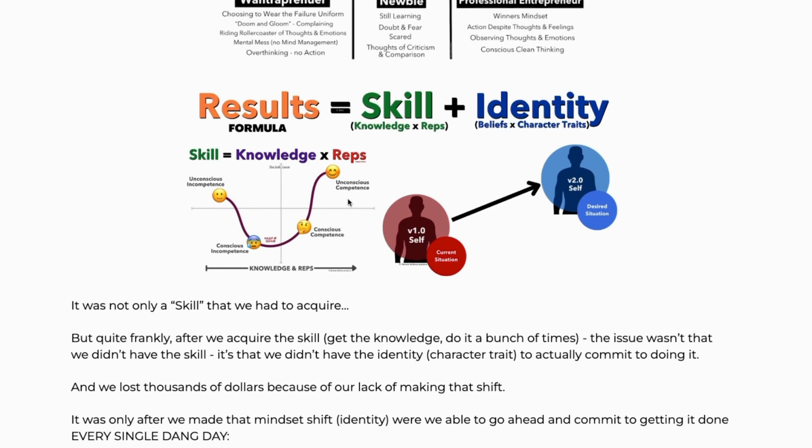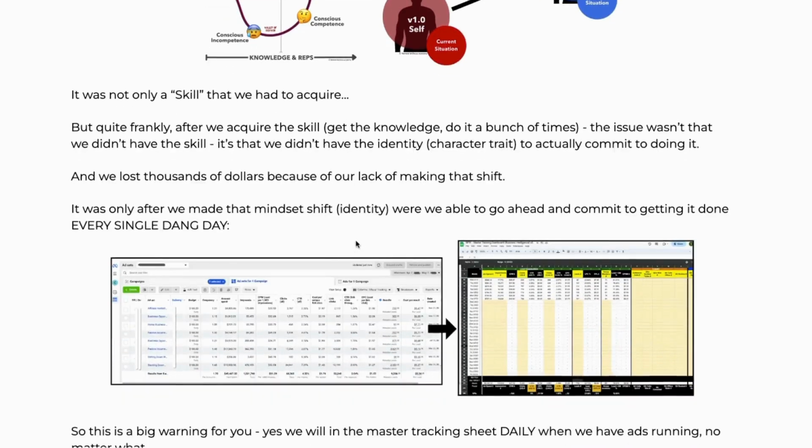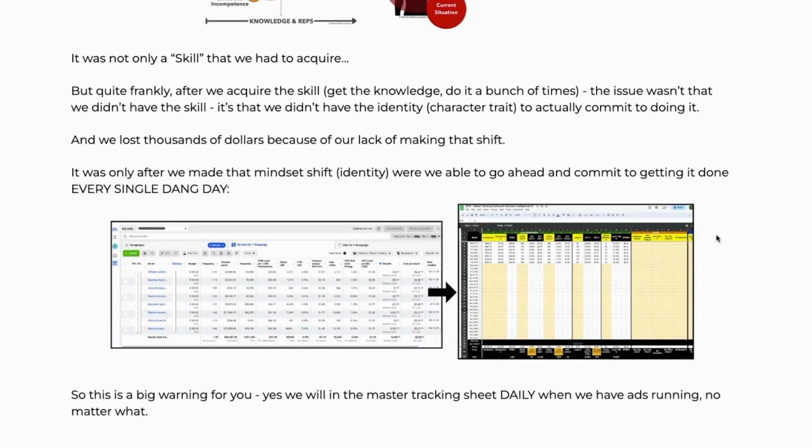And that's the hard part. And truthfully, we lost thousands of dollars of wasted money because we just had this tap running money without us actually keeping an eye on it, right? It was only after we learned that the hard way that we made that mindset shift. We made the identity shift and committed to filling in the tracking sheet every single day, no matter what.